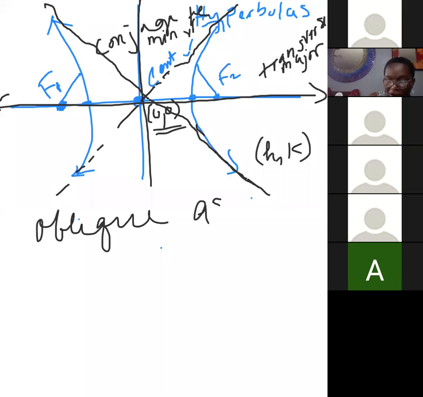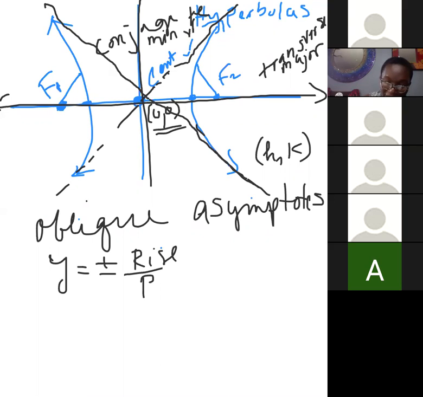asymptotes. Hold on a second. There we go. Okay, oblique asymptotes. Now, guys, the oblique asymptotes, obviously the diagonal lines, they are sloped. So it's basically plus or minus rise over run. It's a slope line, okay? So whatever the change in the y is over the change in the x.